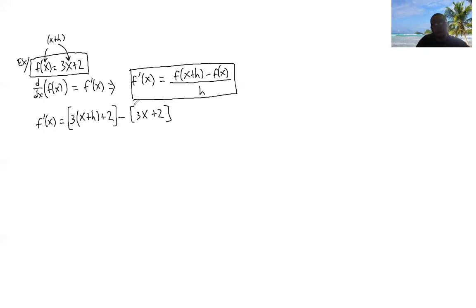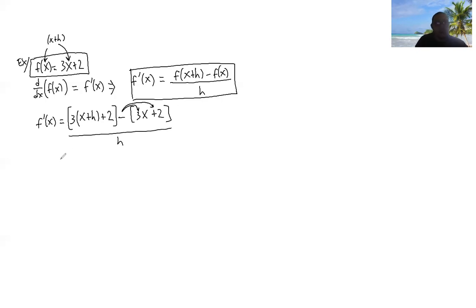And note that I put these in parentheses or brackets because since you're subtracting an expression, you're going to have to remember you need to distribute this negative to each term inside. Okay? And then all this is divided by h.